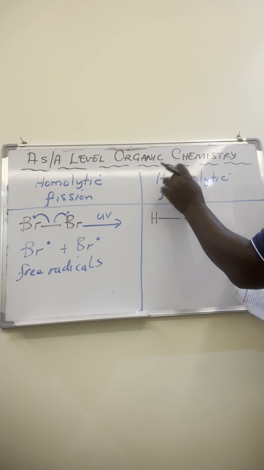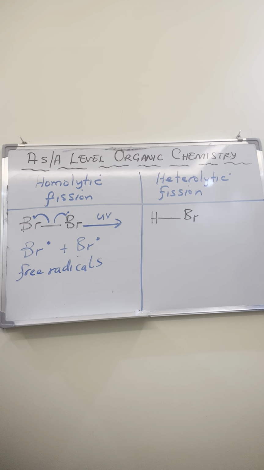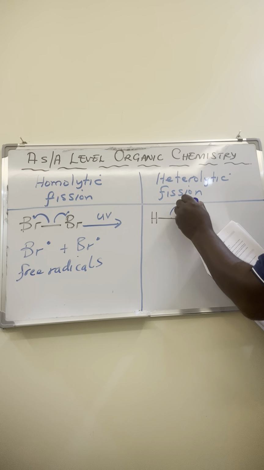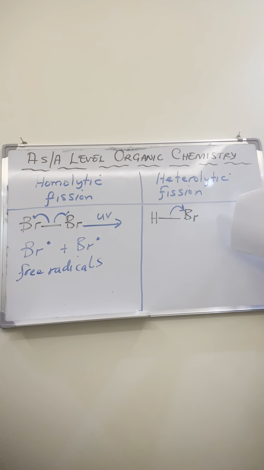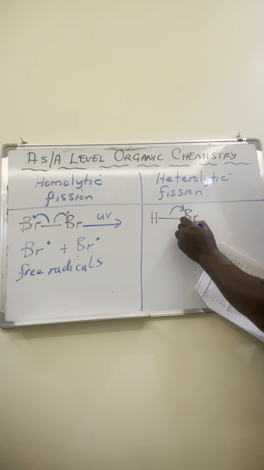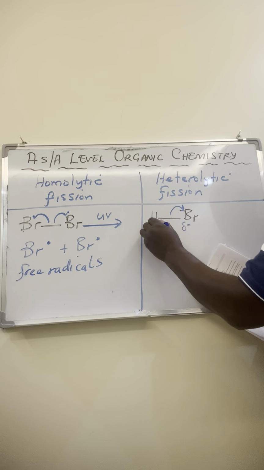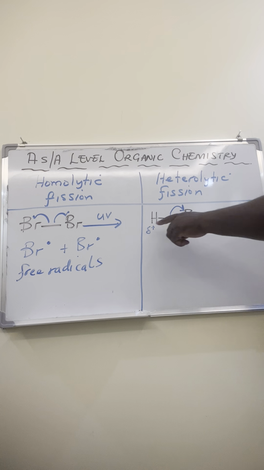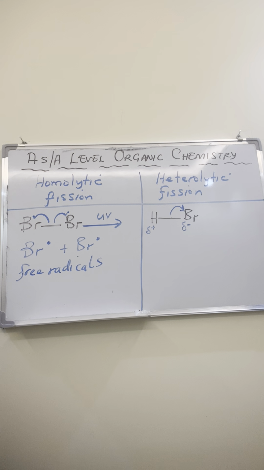That's why we are saying heterolytic fission, right? So in this type of bond fission, all the electrons are going to move to the bromine. You're going to find that the bromine will have a partial negative charge and this one will have a partial positive charge. You're going to be seeing these partial positive and partial negative charges as I cover organic chemistry mechanisms.